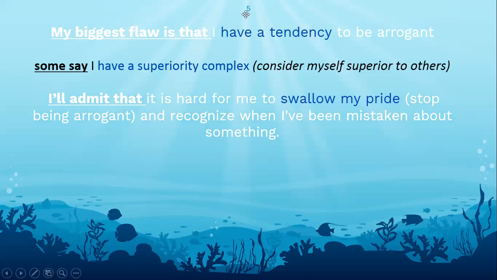So the things that are in blue are collocations, and other things you get as a pattern. My biggest flaw is that... you can go on like that. Some say that is also a pattern. I'll admit that is also a pattern, right? You can use three of these patterns and talk about your flaws. Some more. Nirupa, do you have some more flaws to use these patterns and say?